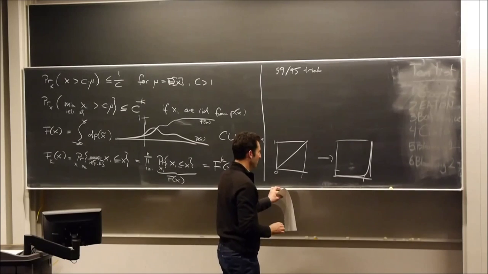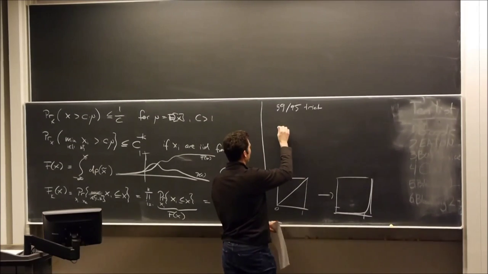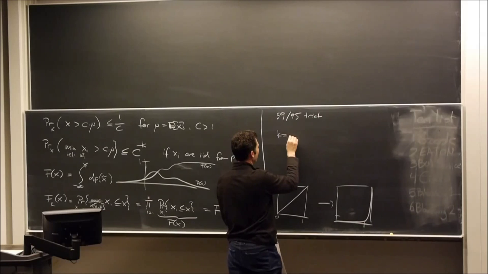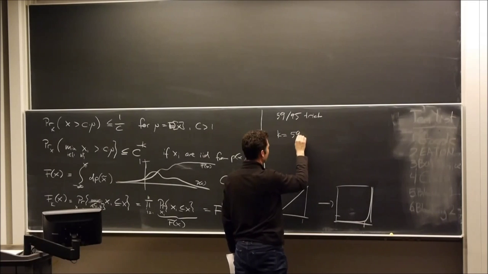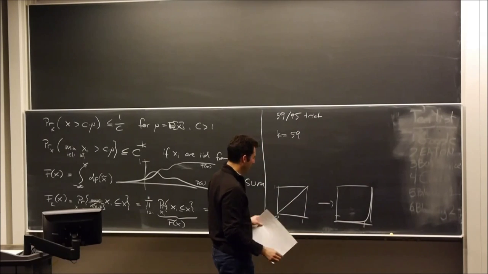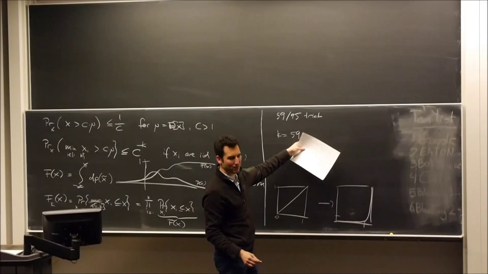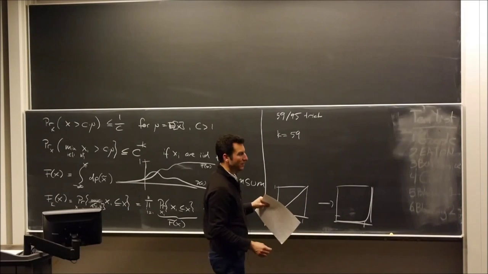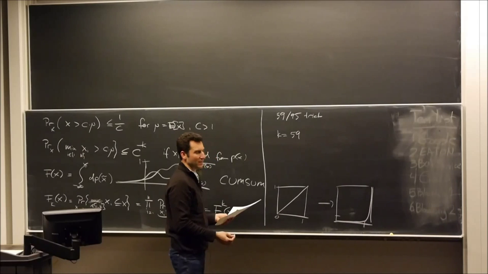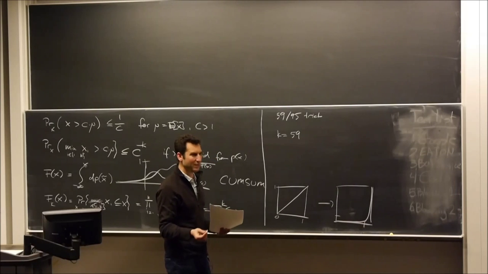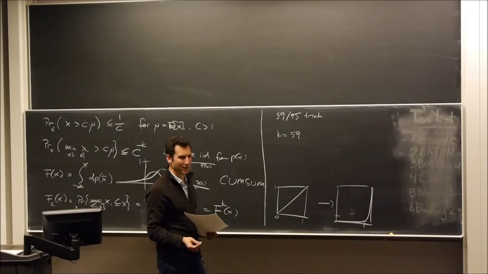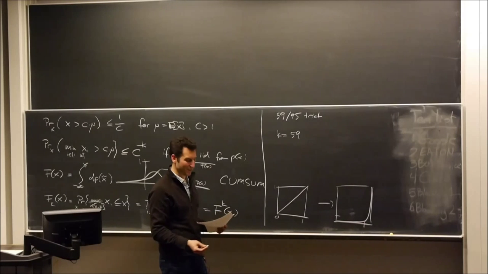So more to the point, I'm going to go and pick k equals 59. Then I get x to the 59 as my cumulative distribution function. And I'm now going to ask, what is the probability that things will fail with at most 5% probability, and what quantile am I then guaranteed to get?